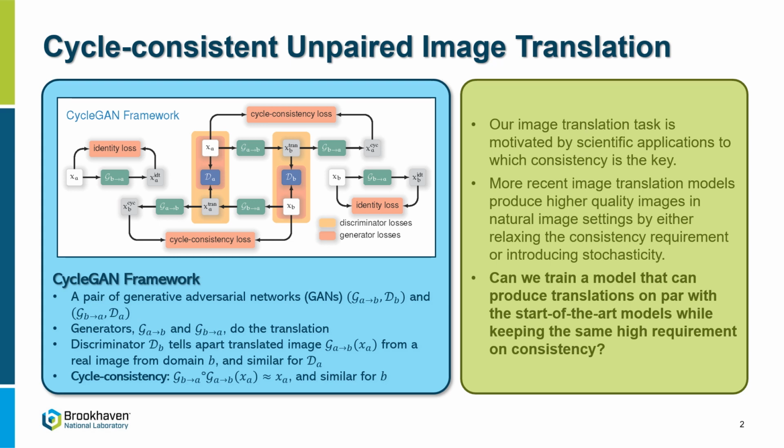It consists of two pairs of generative adversarial networks, or GANs. The generators do the translation, while the discriminators ensure the translation quality. And to enforce consistency, CycleGAN requires a cyclically translated image to be similar to the original input.